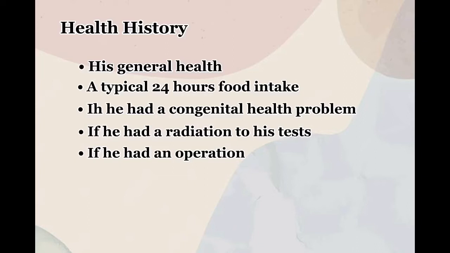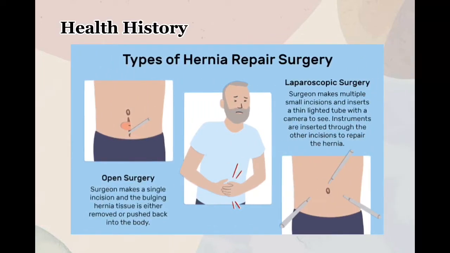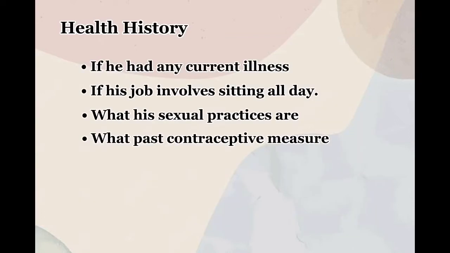If he had radiation to his testes because of childhood cancer, x-rays, or an industrial accident. If he had an operation such as surgical repair of hernia or torsion of the testes, which could have compromised the blood supply to his testes. If he had any current illness, particularly an endocrine or a low-grade infection. If his job or lifestyle involves sitting all day, what his sexual practices are, such as frequency of coitus, masturbation, coital position used, or if he ever experienced failure to achieve ejaculation. What past contraceptive measure, if any, he had used, or if he has children from a previous relationship.